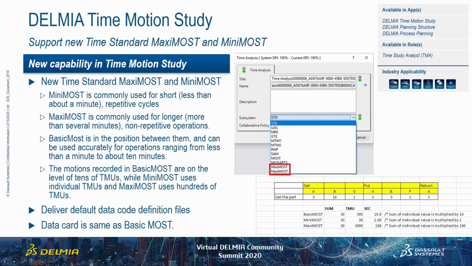In terms of time analysis, for time machine study, the new time standard MaxiMOST and MiniMOST is introduced in 2020X with related capabilities in terms of standard.